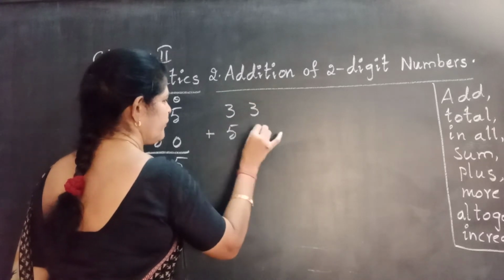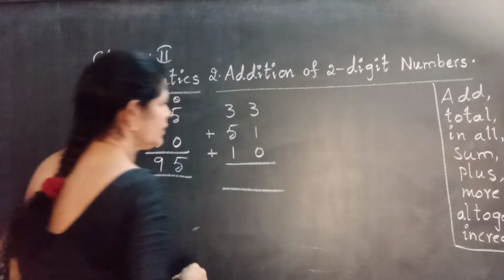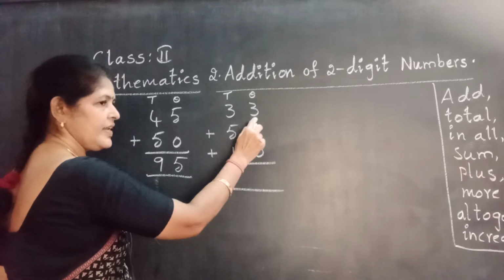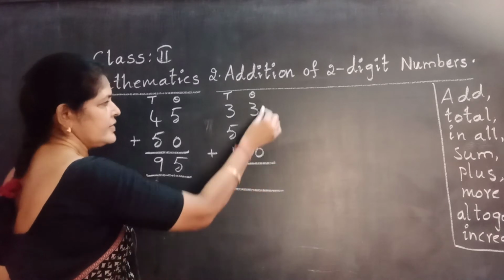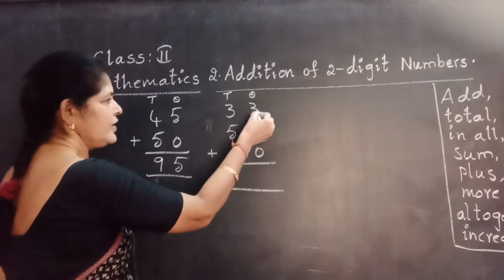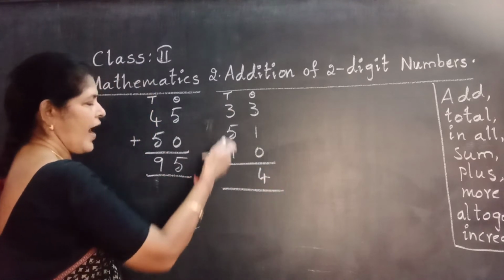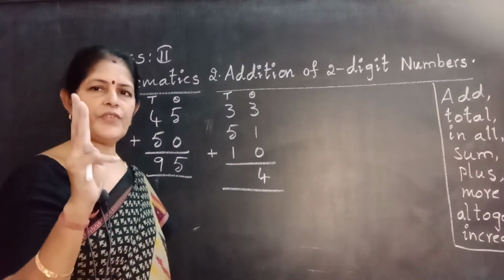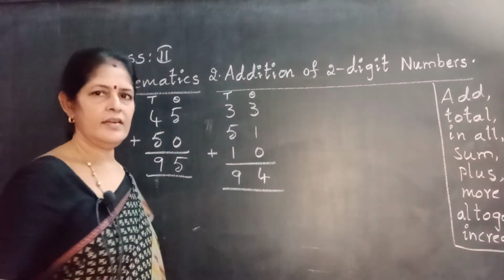33 plus 51 plus 10. Ones place, tens place. First adding ones. First number is 33. Second number is 51. Third number is 10. Start from ones place. First add these two numbers. Number plus 1, next number. 3 plus 1, 4. 4 plus 0, 4. Now adding tens. First adding these two numbers. Take 3 fingers. 5 after, 6, 7, 8. 8 in the mind. 8 plus 1, 9. Okay?